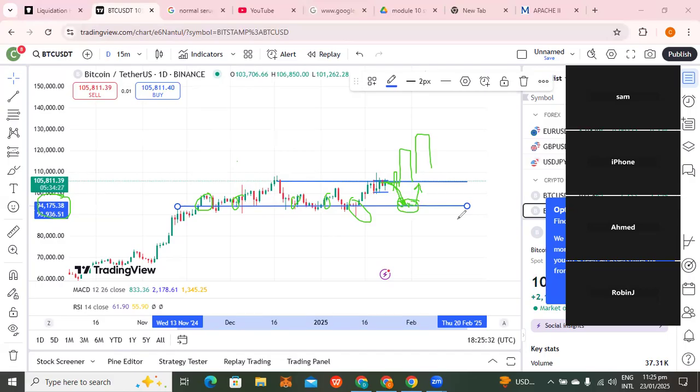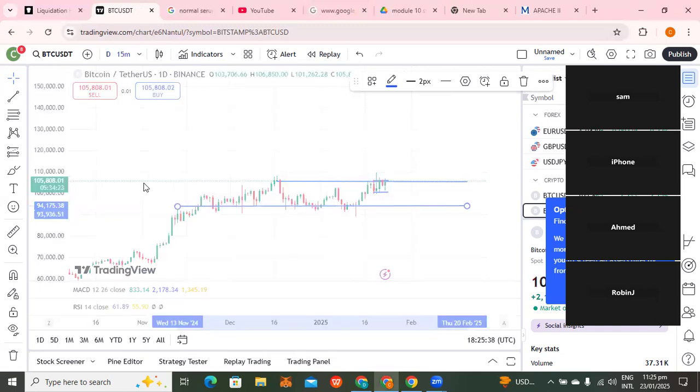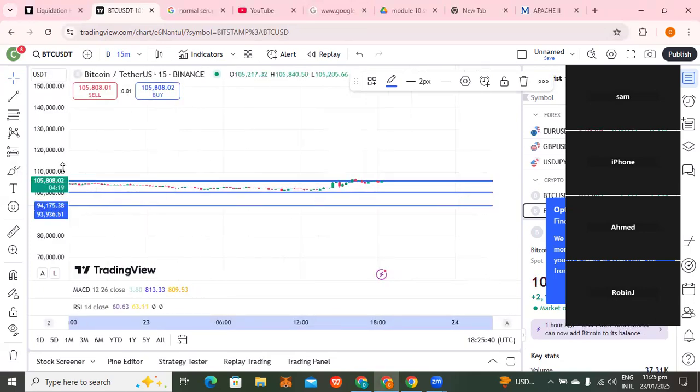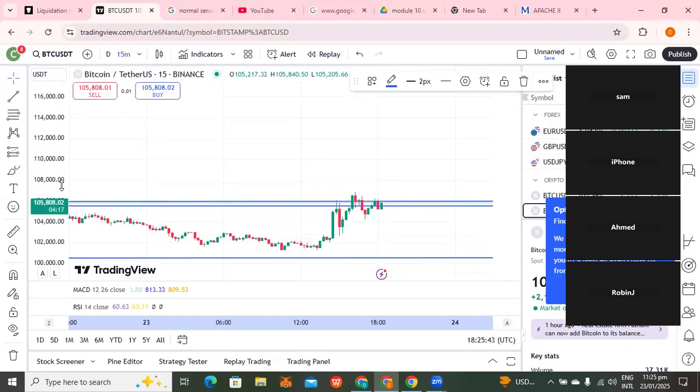Now, let me tell you what the majority of people would do while trading Bitcoin or any other coin. What do they do, what's their mentality, right? So the mentality is simple.